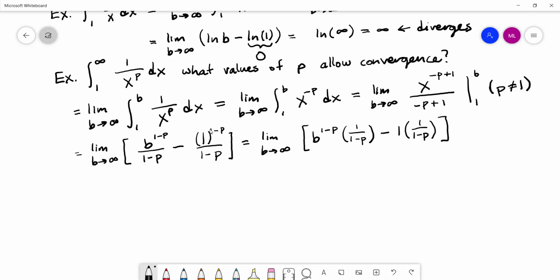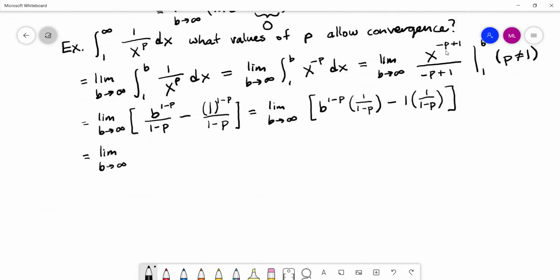And this numerator over here just simplified to 1. And so we wind up with, as our final result here, before we actually evaluate these limits, 1 over 1 minus p times b to the 1 minus p minus 1. So this is the limit. Now we actually have to evaluate that limit.